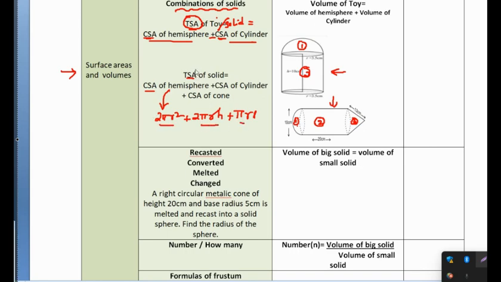In the same question, instead of TSA, total surface area, we may get volume. Volume of the toy is nothing but volume of hemisphere plus volume of cylinder. Volume of hemisphere formula is 2 by 3 pi r cube.